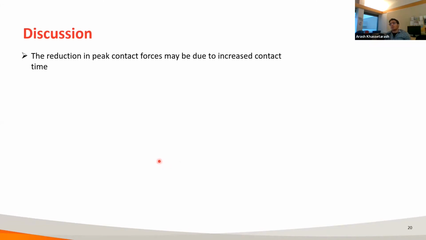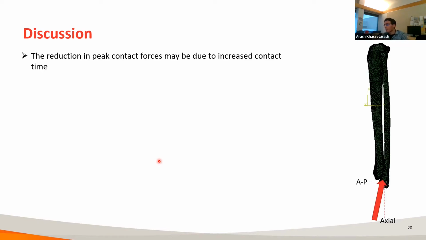So the reduction in peak contact forces may be due to increased contact time, which redistributed the contact forces over a longer time, causing a reduction in peak magnitudes. But we also said that the contact forces went down, but the tibial strains did not change. How is that possible? When we look at the different components of, for example, ankle contact force, we can look at the axial component, AP component, and the mediolateral component.